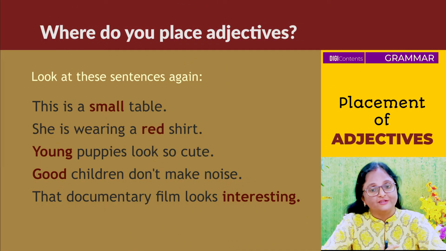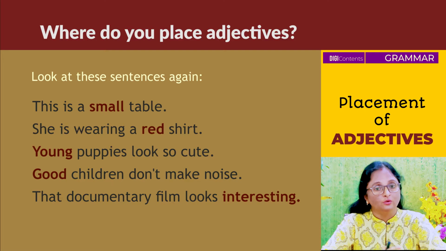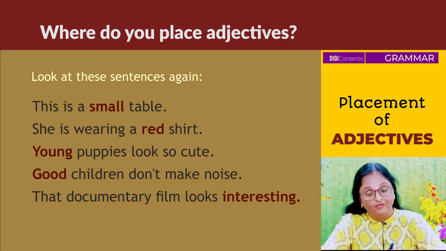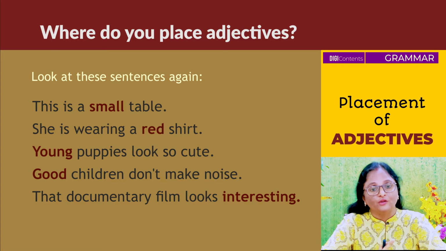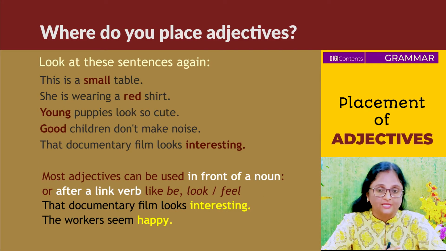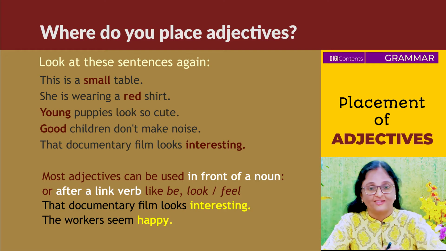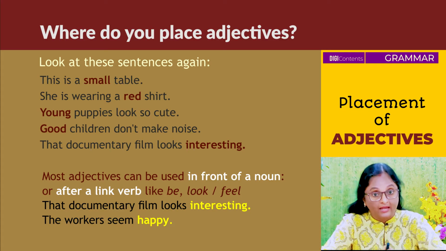Where do you place adjectives? Look at these sentences again. This is a small table. She is wearing a red shirt. Young puppies look so cute. Good children don't make noise. That documentary film looks interesting. Most adjectives are placed in front of a noun or after a linking verb like be, look, feel. That documentary film looks interesting. The workers seem happy.